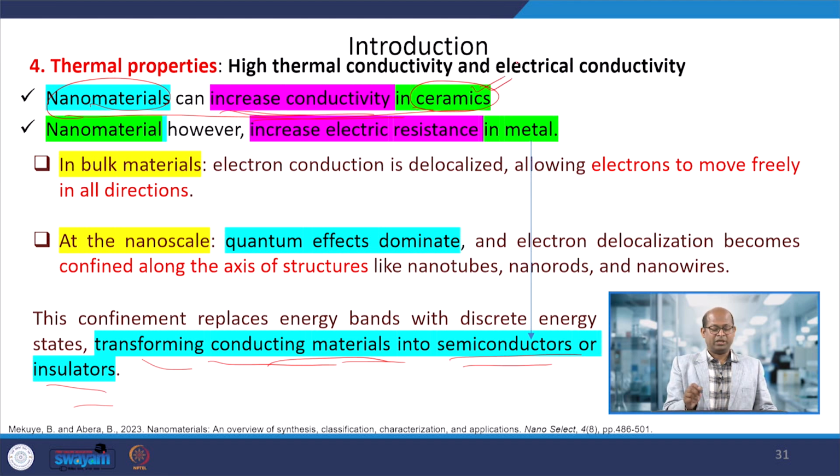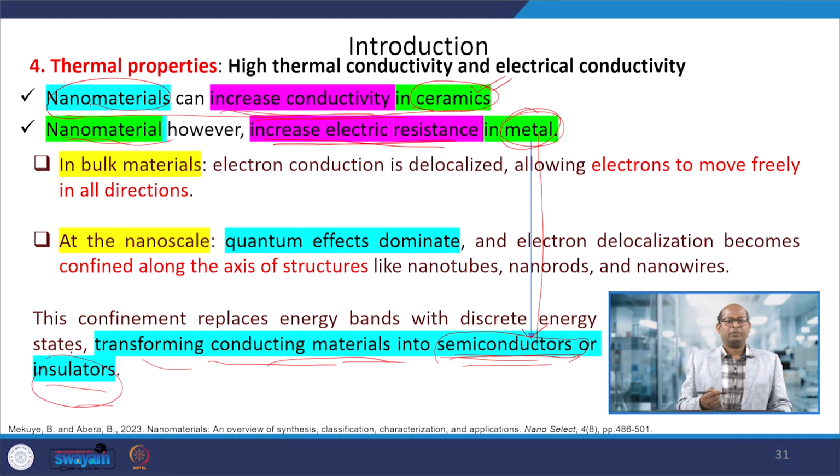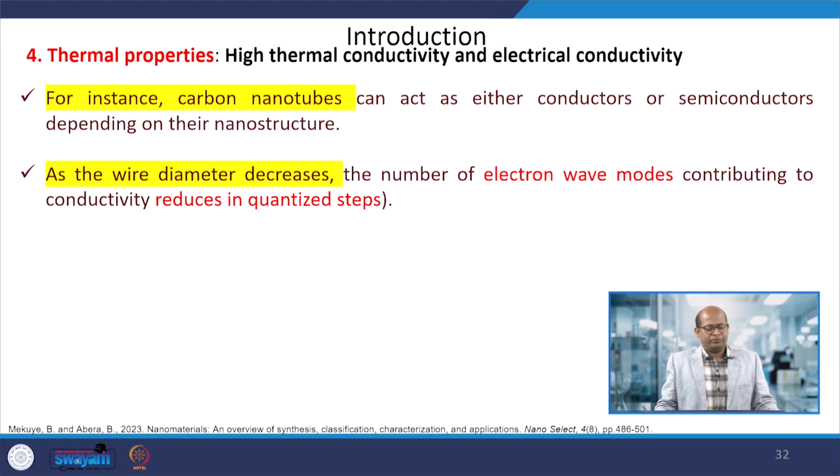that non-conducting to conducting property will develop in ceramics. Similarly, when we are using metals, in metals we add a certain portion of nanomaterials that would increase the electrical resistance of those metals. So what would happen is that semiconductor or insulator type properties would develop in those metals, meaning metals would be converted into either semiconductor or insulating type of materials.